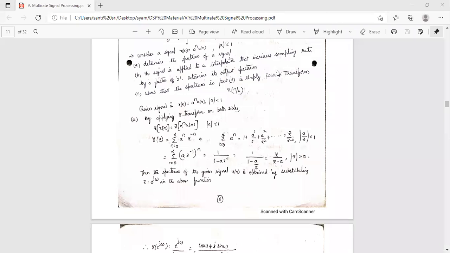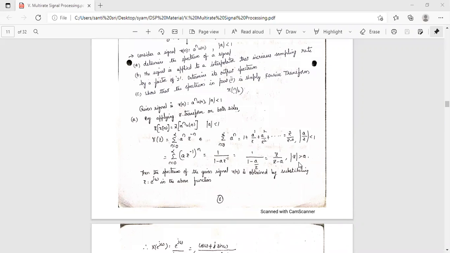This is in the form of alpha power n. So for alpha power n, the z transform is 1 by 1 minus alpha. So 1 by 1 minus a into z power minus 1, for mod a is less than 1. So mod a into z power minus 1 is less than 1. Okay, so it is obtained as z by z minus a for mod z greater than a. So the z transform of a power n into u of n is z by z minus a for mod z greater than a.